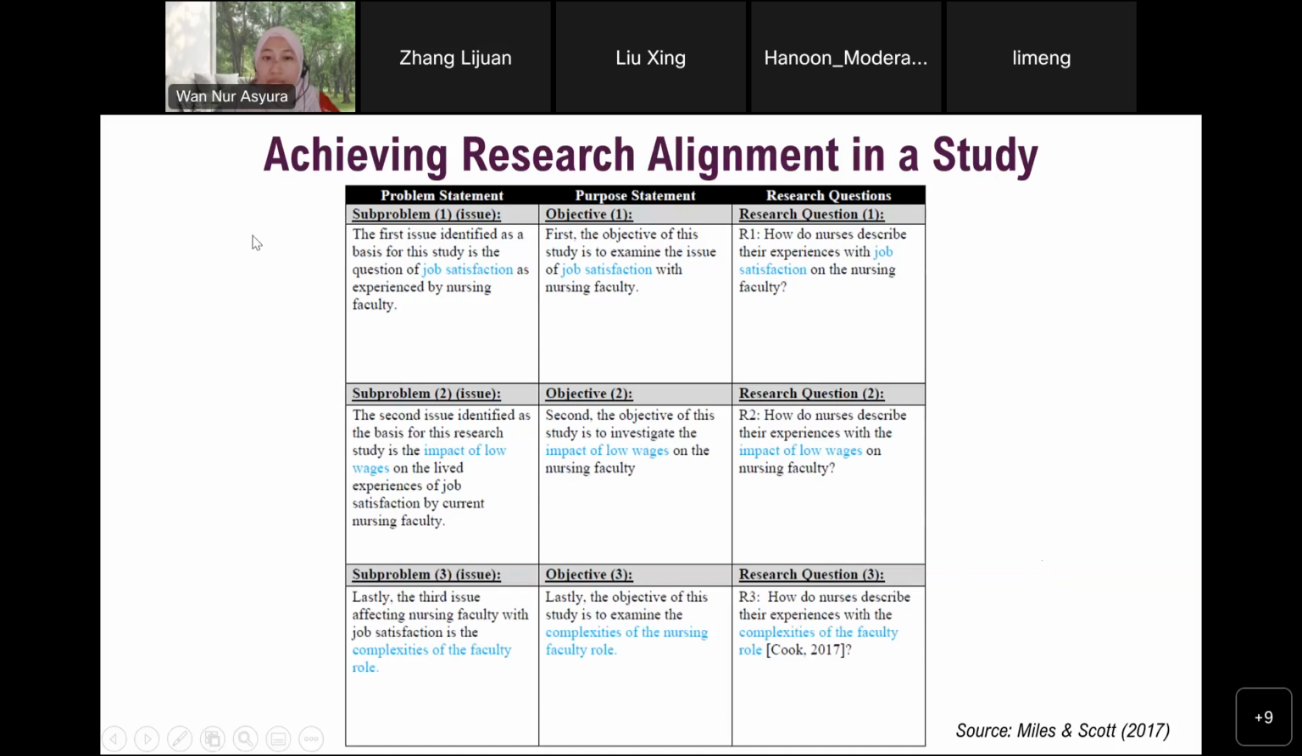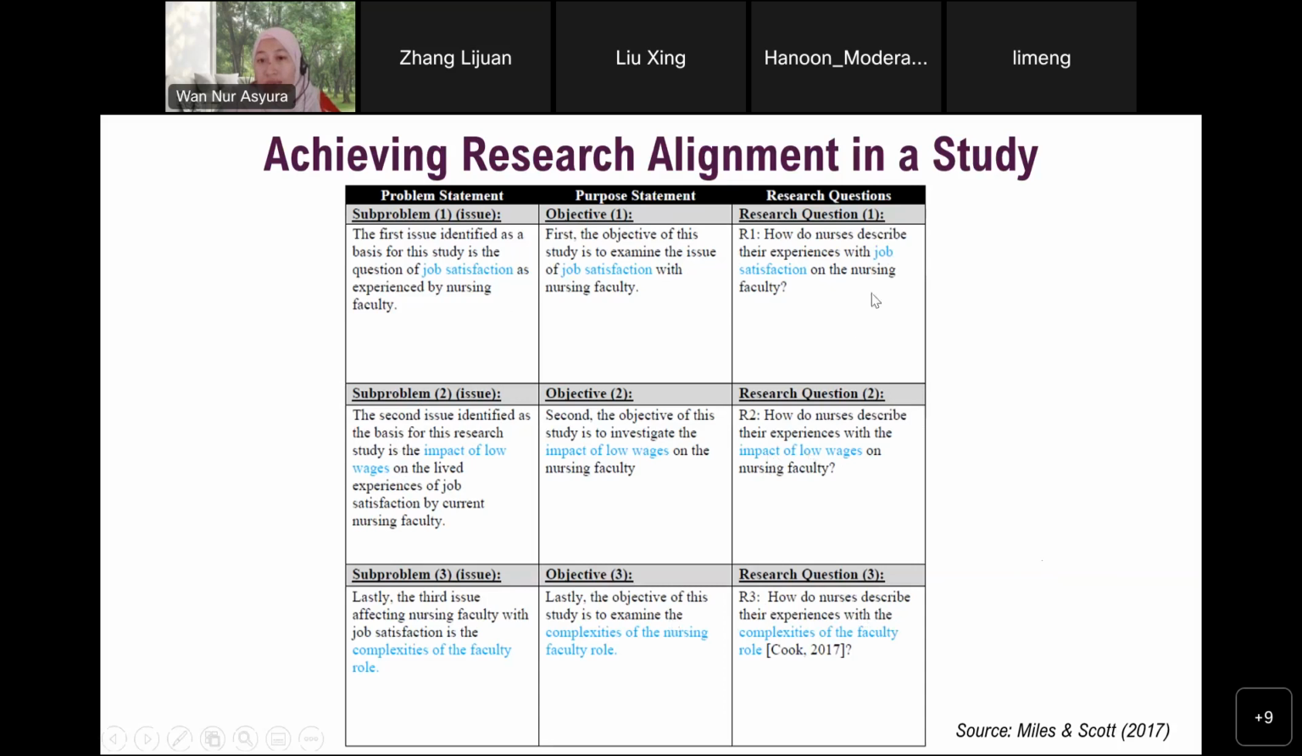Okay, let's look at the example. This one talks about job satisfaction. Again, this is to ensure that your sub-problem 1, objective 1, and RQ1 are aligned. So this is the way of doing it. You start with sub-problem 1, the job satisfaction issue. So the first objective of your research must be on this one: examine the issue of job satisfaction. And this is the research question. The same goes for the second and the third one.